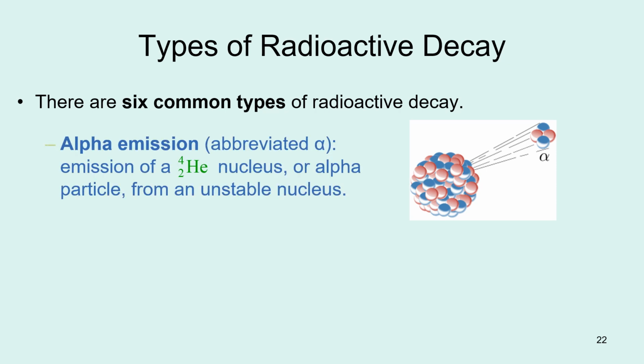Alpha emission, or alpha particles, again abbreviated with the alpha symbol. It kind of looks like this. Or you can write it like this, the helium. So it is the emission of a helium nucleus, no electrons, but 2 protons, 2 neutrons, which is an alpha particle. And so it is knocked out of the nucleus of an unstable nucleus, and an alpha particle gets shot out.